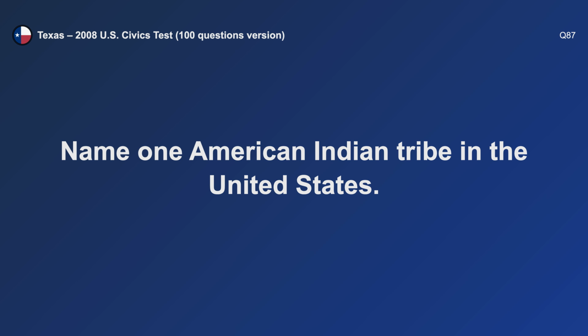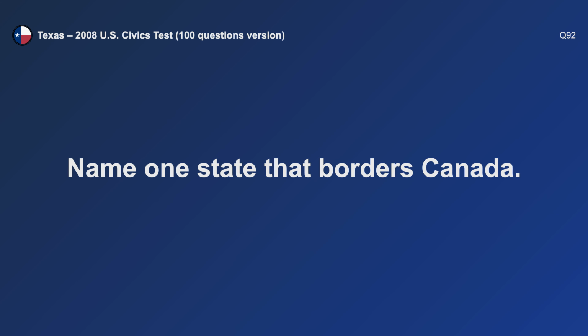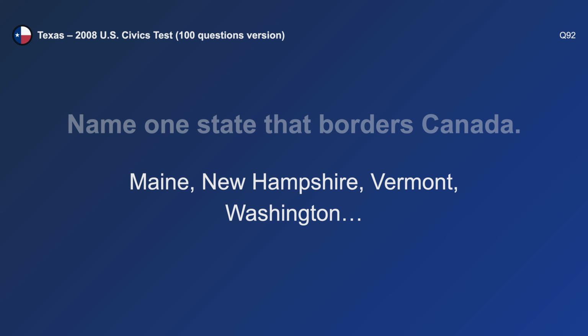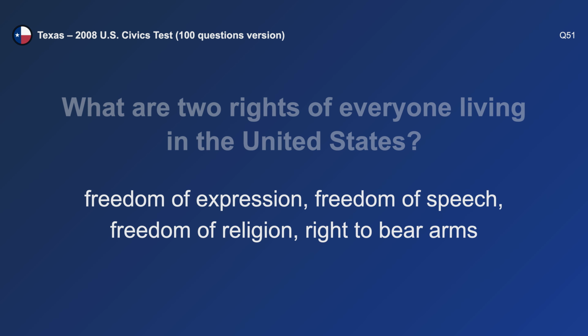Name one American Indian tribe in the United States. Cherokee. Name one state that borders Canada. Washington. What are two rights of everyone living in the United States? Freedom of speech and freedom of religion.